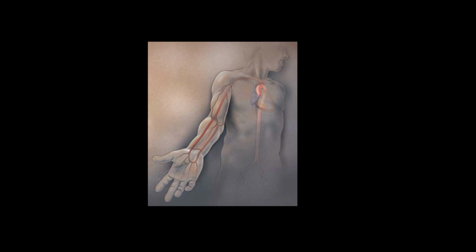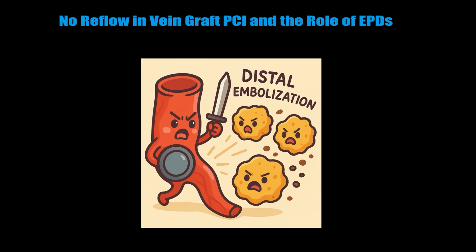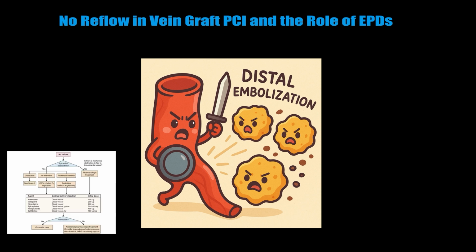Alright, so this video is getting a little longer than I expected, so I want to touch on one last major complication that I should probably talk about when talking about vein grafts, and that is no reflow. So no reflow means basically that even after you successfully open a vessel during PCI, the blood flow doesn't properly return through it. It's as if you fix the plumbing but the water still isn't running. So the risk of no reflow during vein graft PCI is actually pretty high, estimated around 10 to 15%.